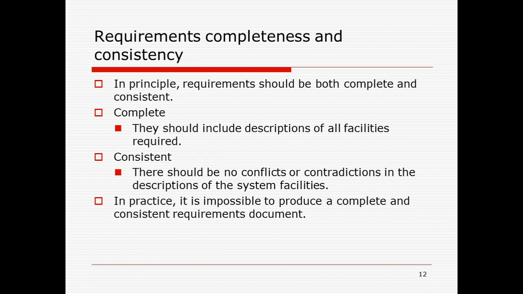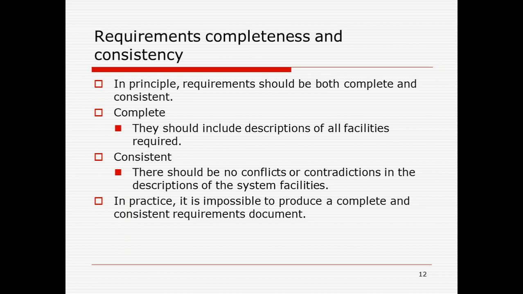It is expected that the requirements are complete and consistent. Completeness means that all the facilities are included in the requirements document. That means the requirements specified for the system should include all the facilities expected of the system. Consistent means there are no conflicts or contradictions in the descriptions of the system facilities, so there is no scope for ambiguity. That is what consistent means. So the requirements are expected to be complete and consistent.